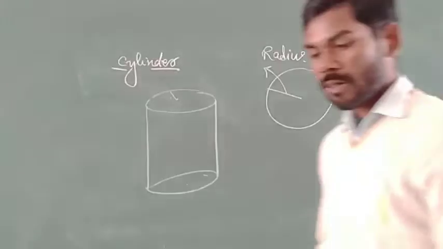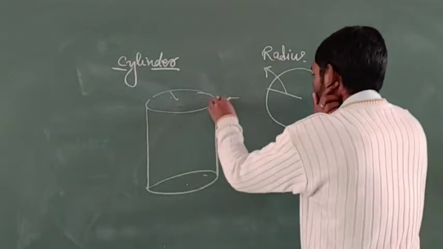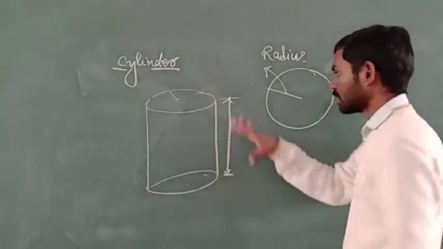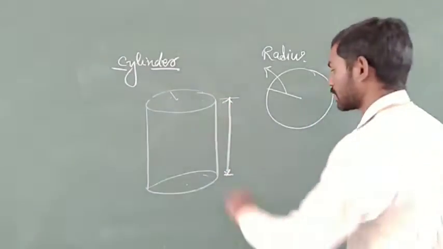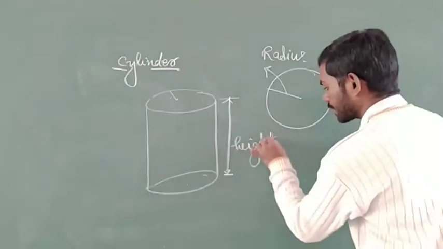Is that clear? And in the next, if we see the cylinder, we find that its length is converted into its height. This is called its height.